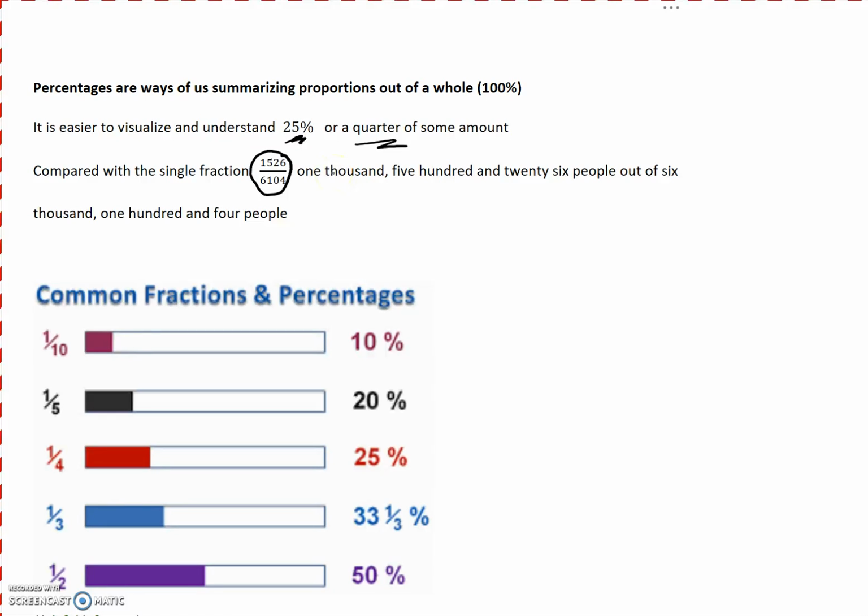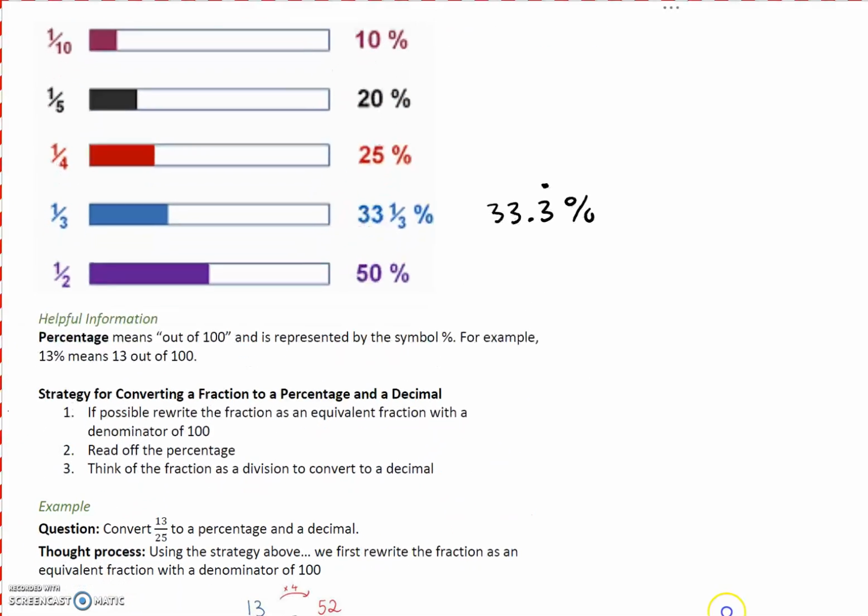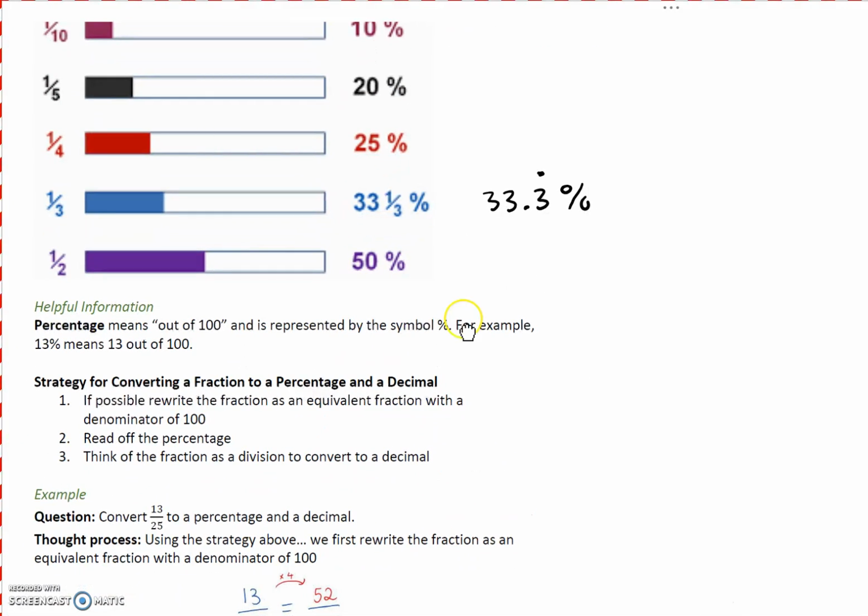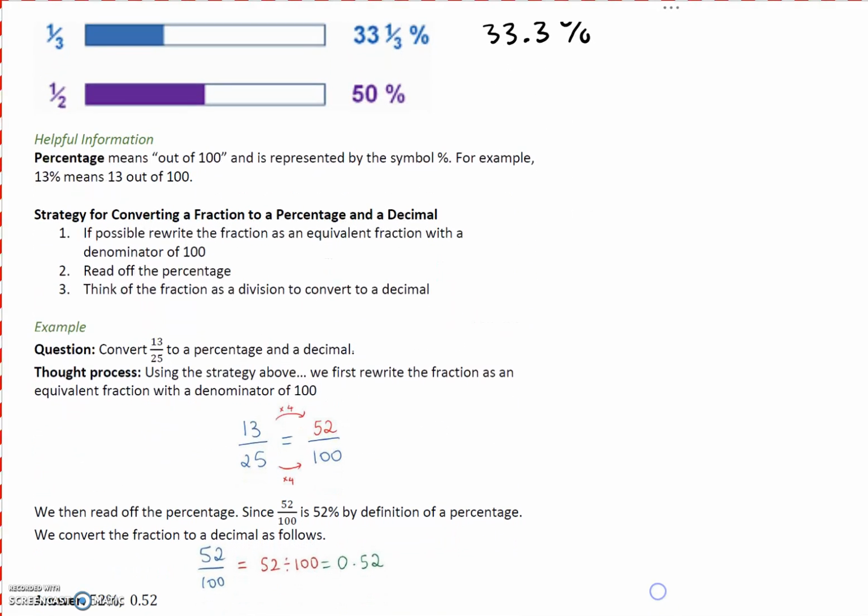Okay. Now, just visually, if the big bar here is the whole, then 1/10 is 10%, 1/5 is 20%, 1/4 is 25%, 1/3 of the bar is 33 1/3%, or you might see it like this. Okay, so that's a third, 333 recurring, and half is 50% of the whole amount. Okay, so percent means out of 100, and it's given by that percentage symbol, and we have a strategy to work with.